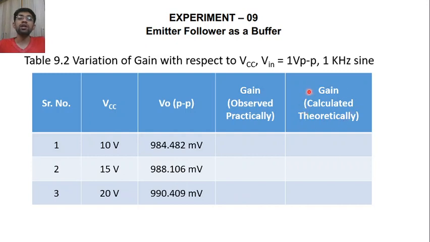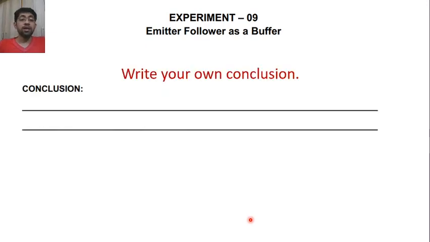At last you have to calculate the theoretical gain. So now your job is to find out the practical gain column and theoretical gain column for both table 9.1 and table 9.2. These are the readings that you can note down. Now finally you have to write your own conclusion. This is the end of the experiment, and now you have to write down your own conclusion properly, what you understood from this experiment.